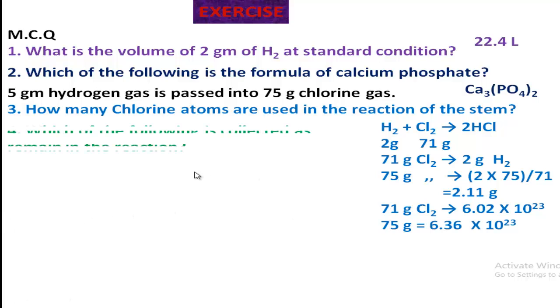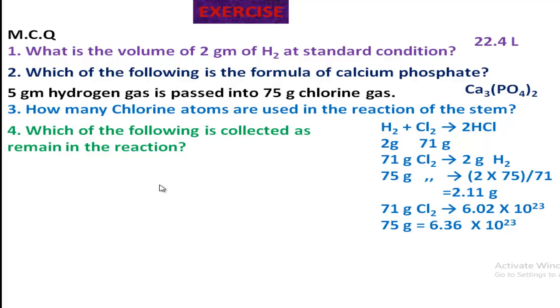Now follow the next question. Which of the following is collected as remaining in the reaction? So here the remaining reactant is hydrogen, and here you have to give the answer in mole amount.